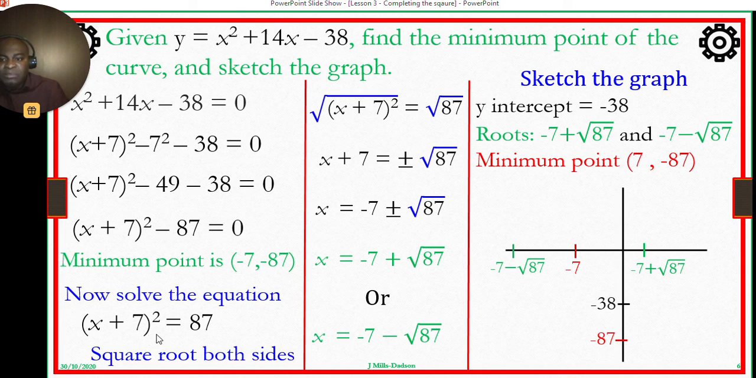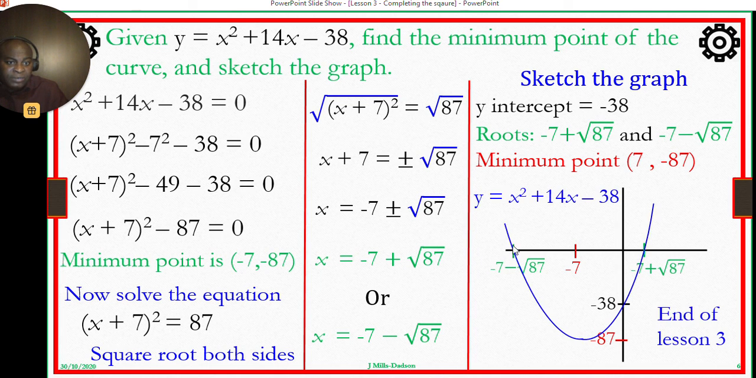Now, turning point. We know the coordinate is 7, -7, and -8. Sorry, it should be -7. So it's -7 and -87. So that is the turning point. So all you need to do is draw the curve to match that. Apologies for the typo. This should be -7. Not 7, -7. So this is how we sketch quadratic graphs.